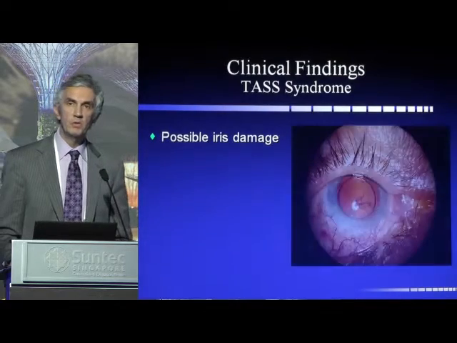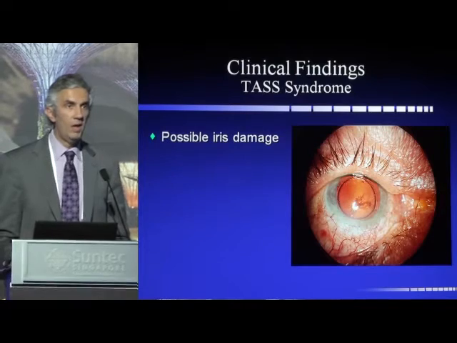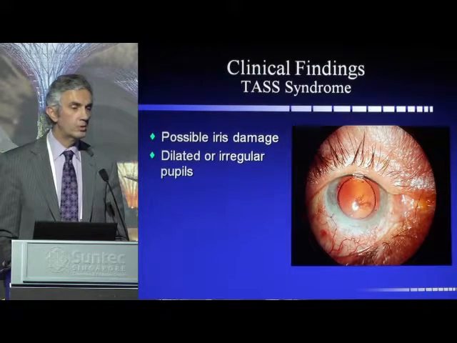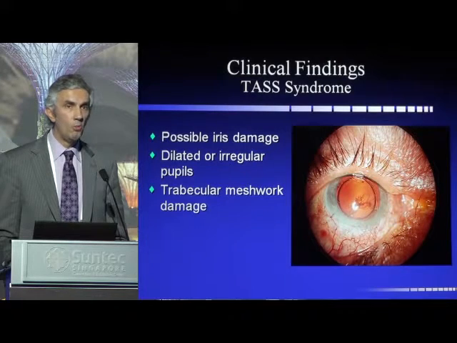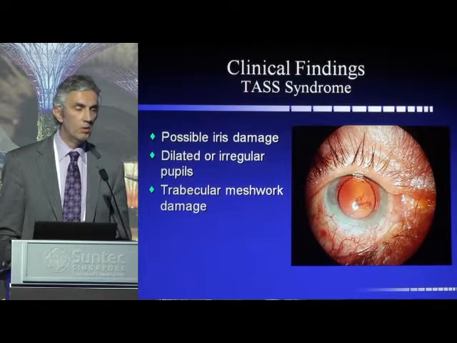Lastly, you can see potential damage to the iris and also damage to the trabecular meshwork. And so you can have fixed dilated pupils that aren't going to constrict well to light. You can have problems with glaucoma secondarily. And so this is significant widespread damage of the entire anterior chamber of the eye.